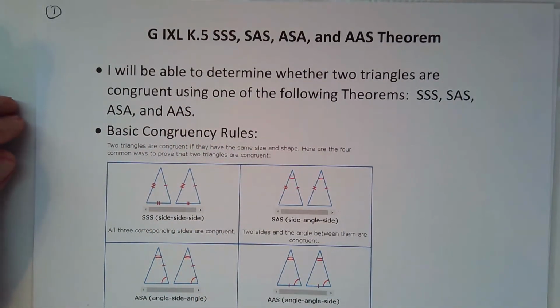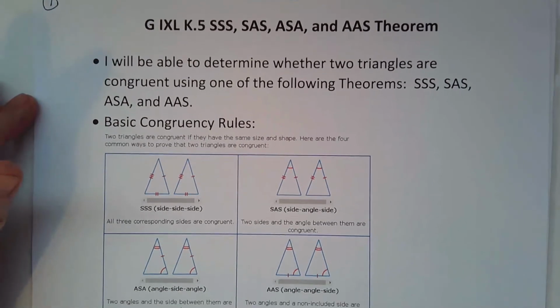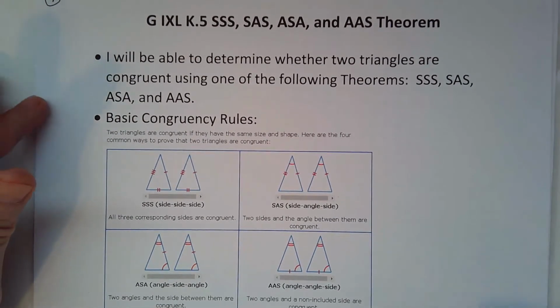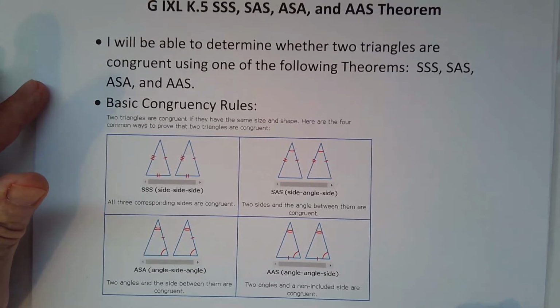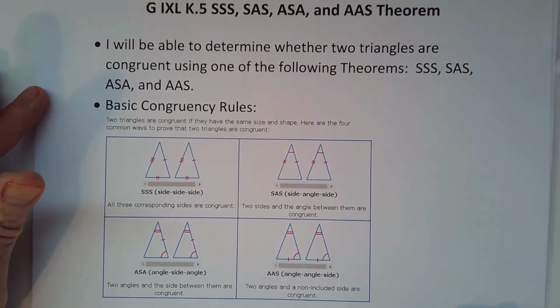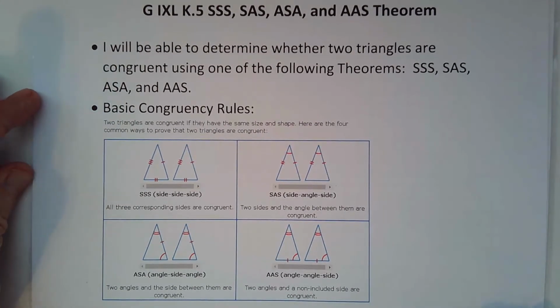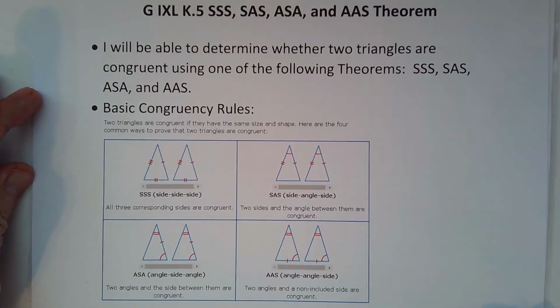Now, we did two of these, side, side, side, and side, angle, side, and then we did another two, angle, side, angle, and angle, angle, side, separately. Now we're getting a little more nimble in it, so we're going to be looking at all four of these when we take a look at the triangle problems that are in this particular section, section K5.